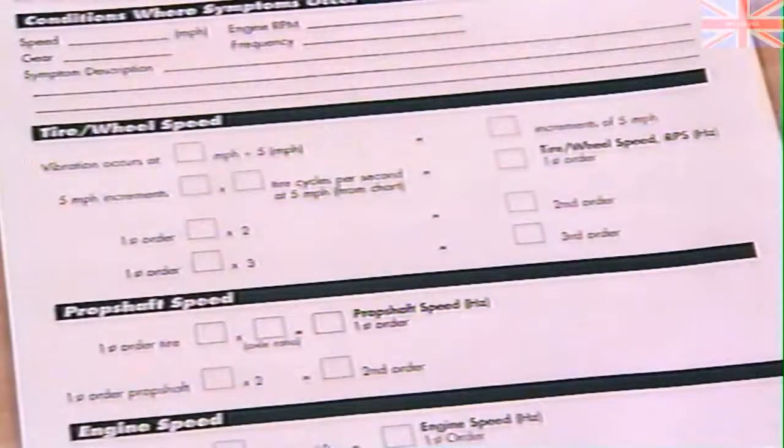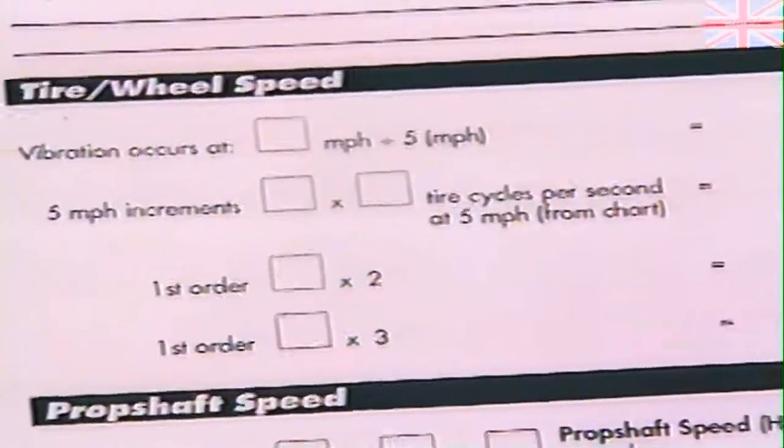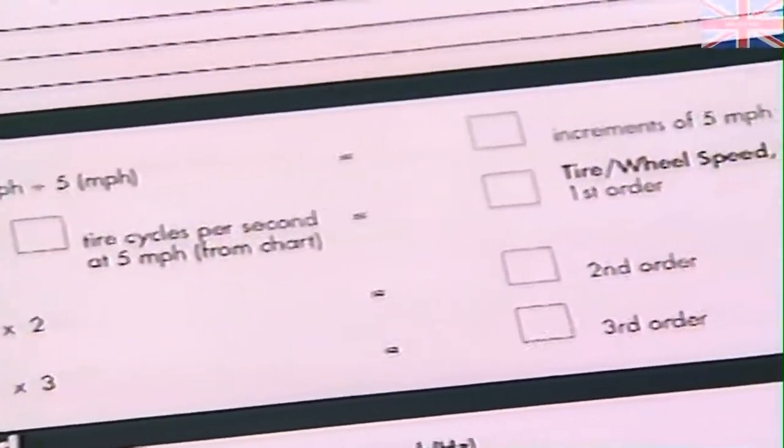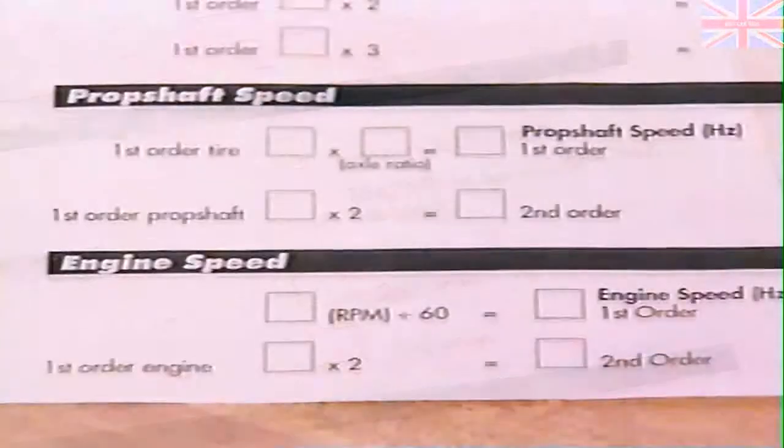If the problem is vehicle speed sensitive, calculate the tire wheel speed. Follow the flow chart on your data sheet for easy calculation. There is an area on your data sheet for propeller shaft speed calculation. Propeller shaft calculation only applies to vehicle speed-related vibrations on rear-wheel and four-wheel drive vehicles. This will be covered in the April MasterTech release number 6.